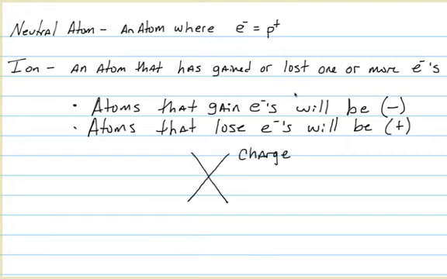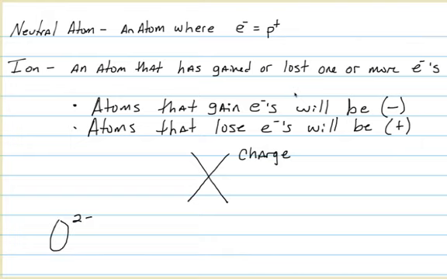The symbol, or how we would represent this, is we would have the element symbol represented here by the X again, and to the upper right we would put the charge. We would put the numerical value for how many electrons have been lost or gained, and we would put the positive or negative sign next to that.